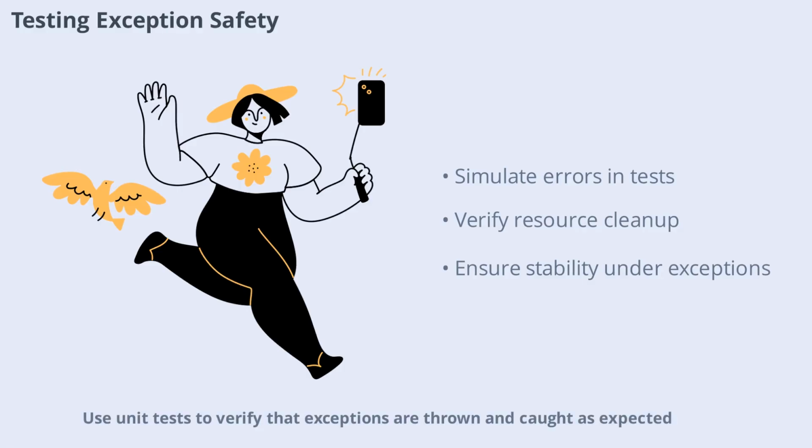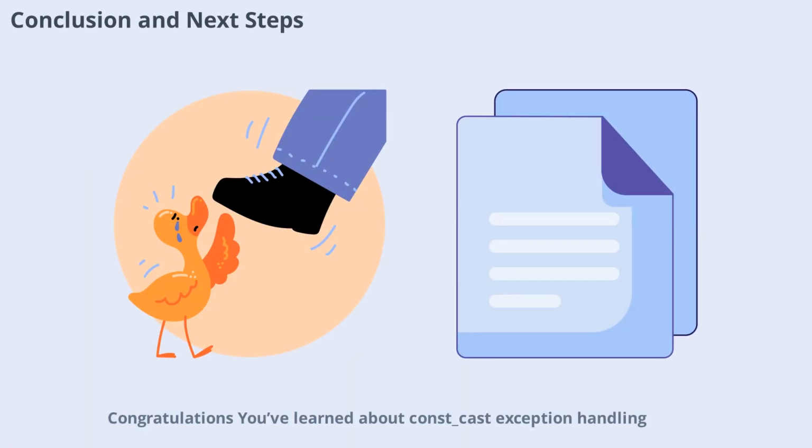Use unit tests to verify that exceptions are thrown and caught as expected and that your program remains stable under error conditions. Congratulations! You've learned about const_cast, exception handling, standard and custom exceptions, and best practices in C++. Continue practicing these concepts in your own projects and explore more advanced features like noexcept and smart pointers to further enhance your C++ skills.